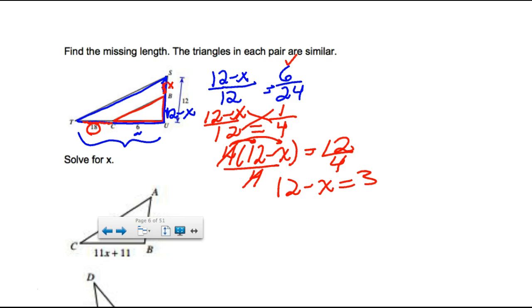And then 12 minus what is 3? And the answer is 9. So X is 9, and that's the missing length. So X is 9, and I'm done.